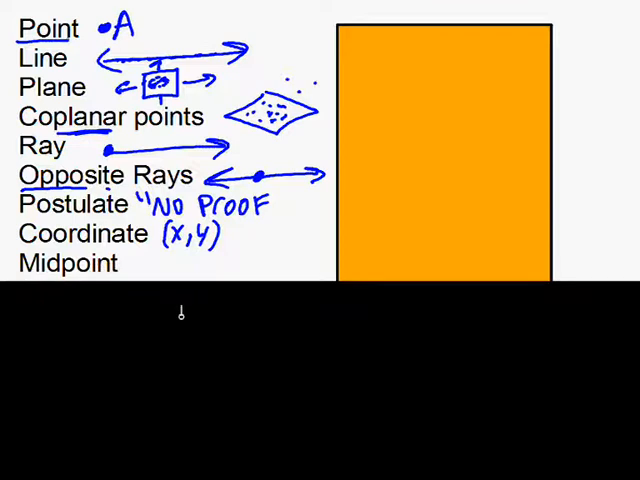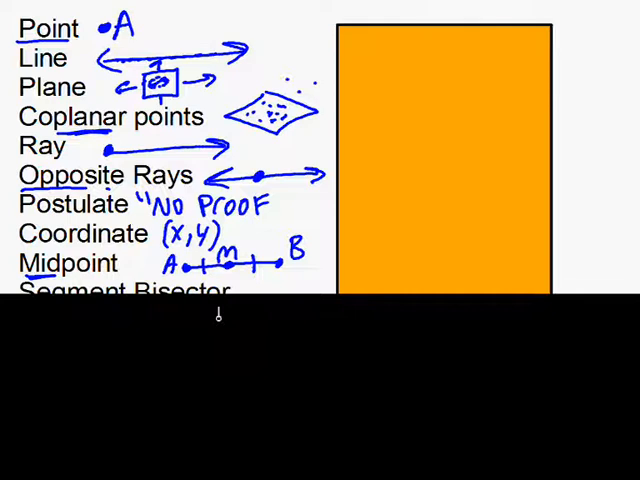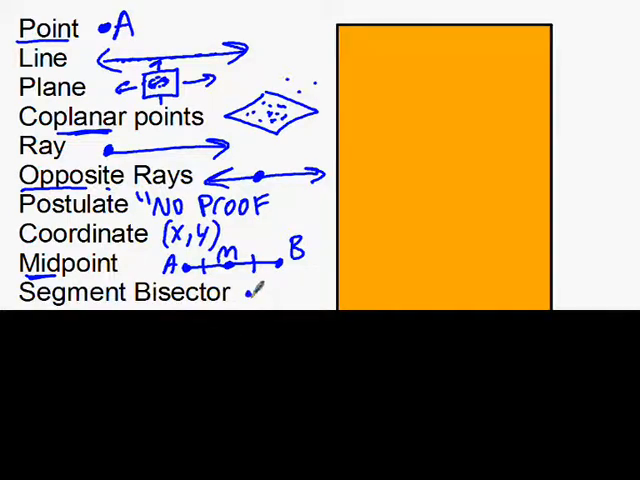Midpoint. Let's say we have a point A and a point B, and I want to know the midpoint, the middle area. This point here, we also label M. It's going to be in the middle, and then AM and MB are congruent. A segment bisector is the same idea, it cuts it in half. This segment bisector cuts that one in half and cuts that one in half. Bisector means cutting something in half.